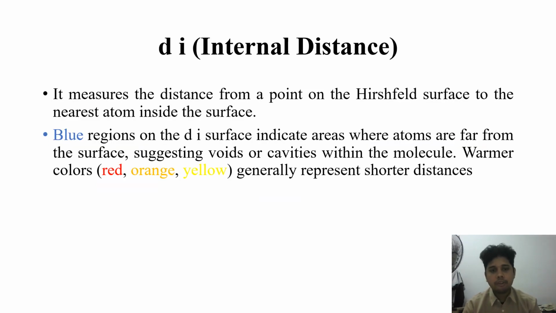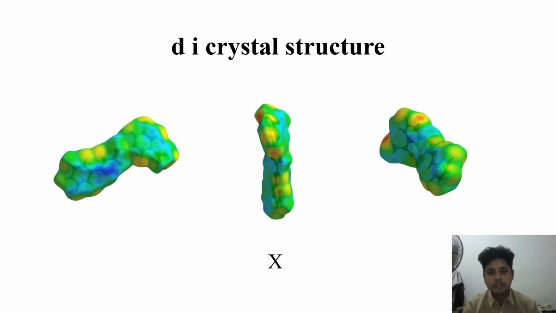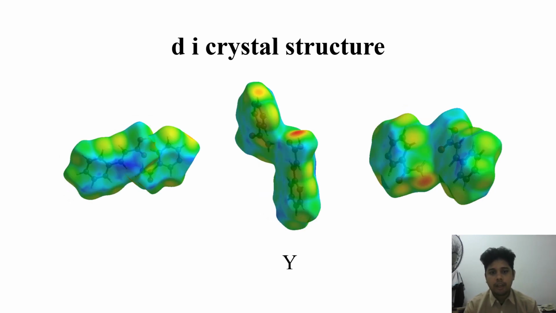Next, we are going to compare the internal distance. It measures the distance from a point on the Hirschfeld surface to the nearest atom inside the surface. The blue region on the di surface indicates areas where atoms are far from the surface, suggesting voids or cavities within the molecules. Warmer colors like orange, red, and yellow generally represent shorter distances. Here is the internal distance for co-crystal X, and here is the internal distance for co-crystal Y.